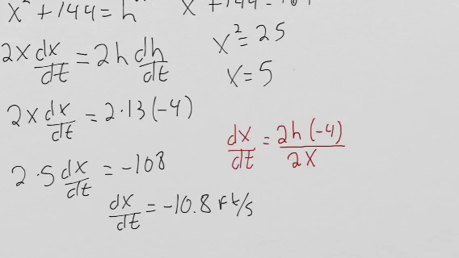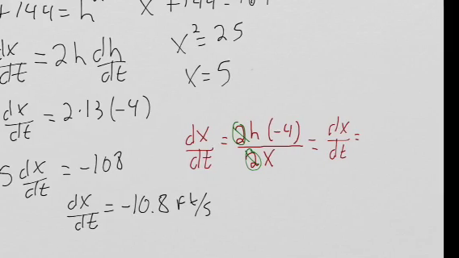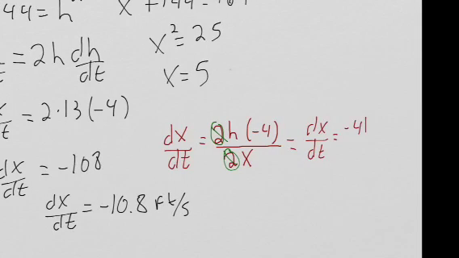So if we just look at this and figure out what's happening as x and h change, first of all, we can cancel a 2. Again, we're just trying to figure out what's happening to dx/dt as x gets smaller, as the boat gets closer to the dock. So we get dx/dt equals negative 4h over x. We're trying to determine what happens as x gets smaller and smaller, because the boat is getting closer to the dock, and x represents the closeness to the dock.